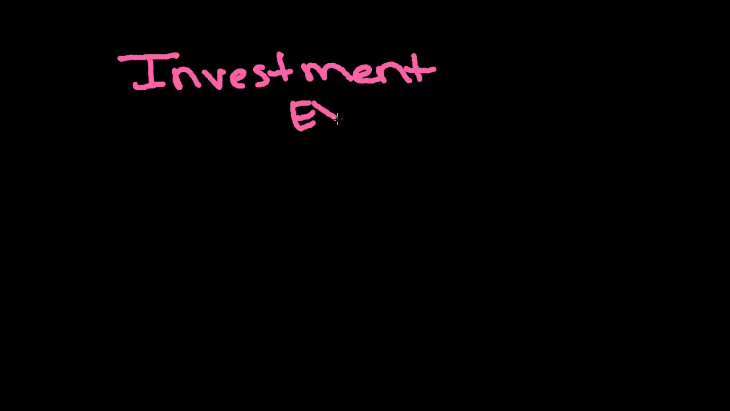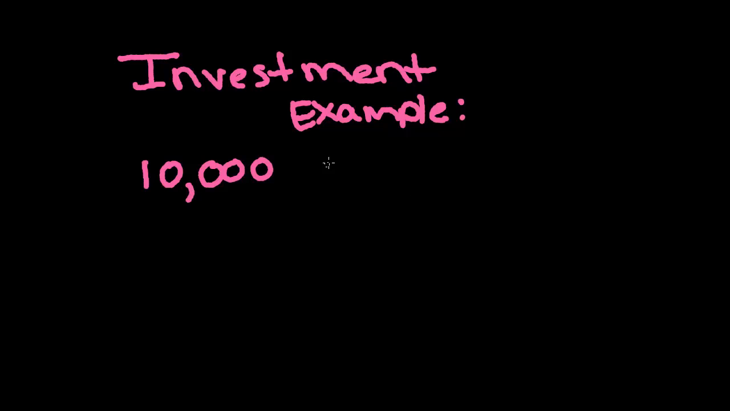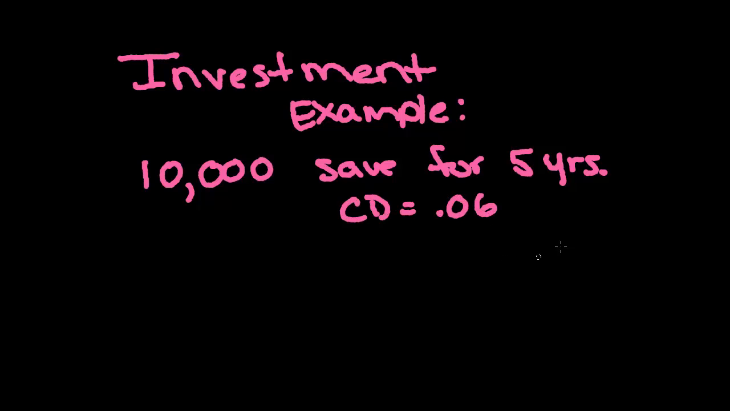The final example, let's just talk about a regular investment example. So let's say that you are saving for college and you have $10,000 that you put into the bank and you're going to save for 5 years. And that the CD that you chose is a 6% CD. So it increases 6% per year. So how much money will you have at the end?